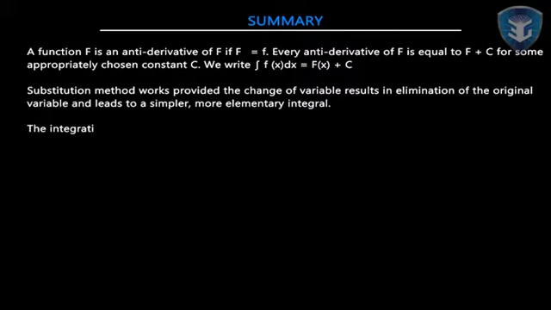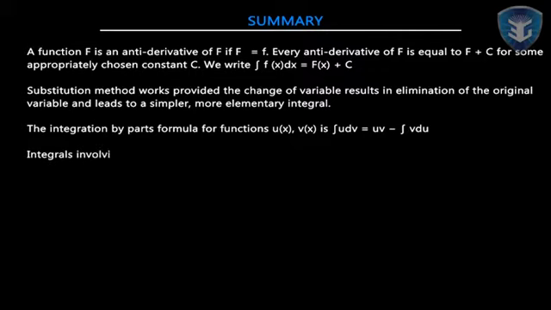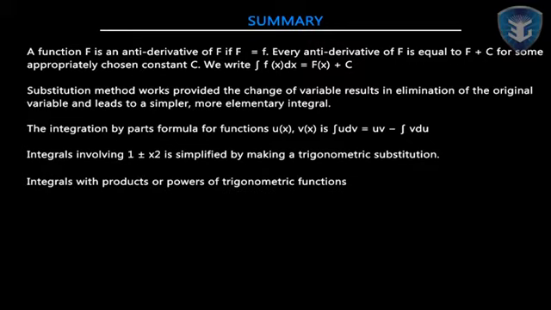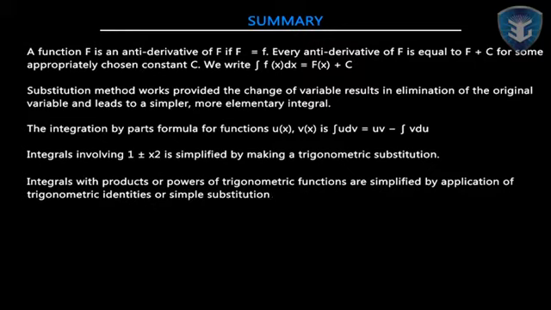The integration by parts formula for functions u(x), v(x) is integral u dv, which equals uv minus integral v du. Integrals involving 1 plus or minus x squared are simplified by making trigonometric substitutions. Integrals with products or powers of trigonometric functions are simplified by application of trigonometric identities or simple substitution.